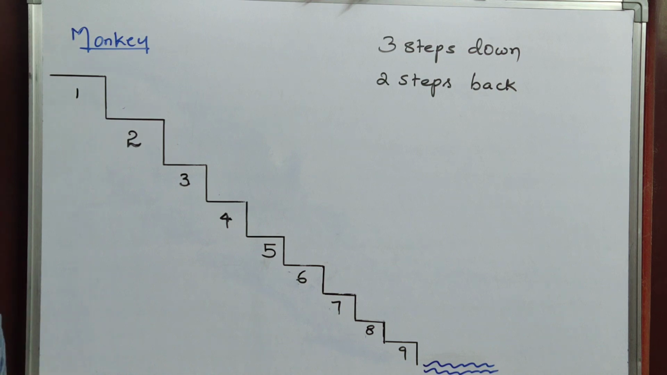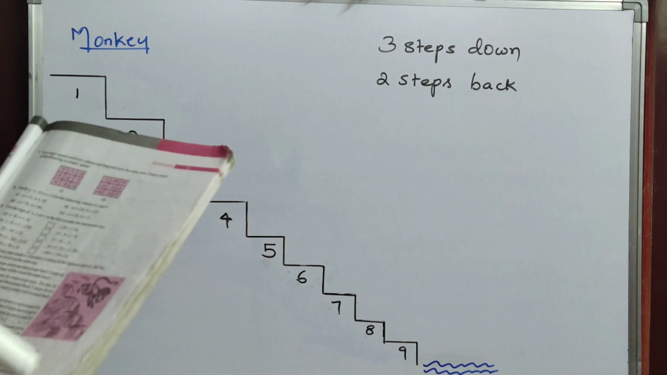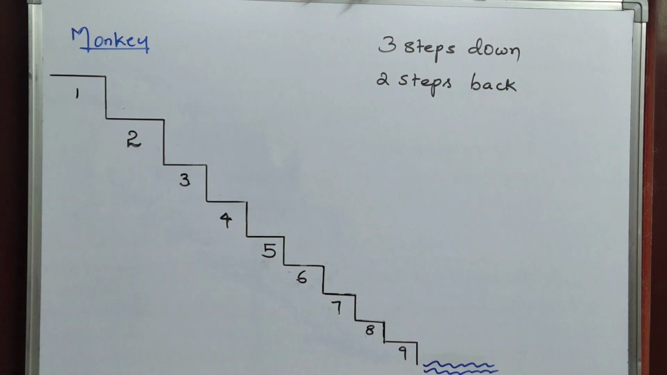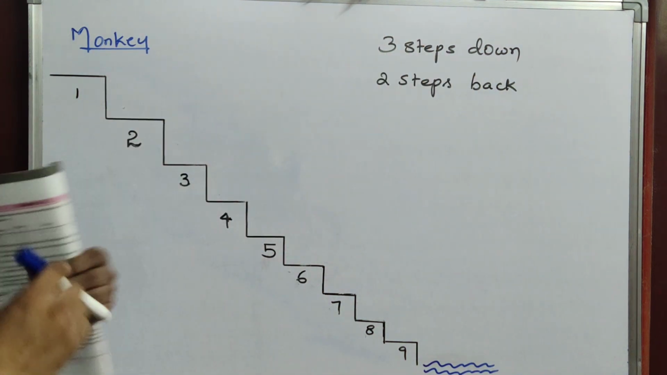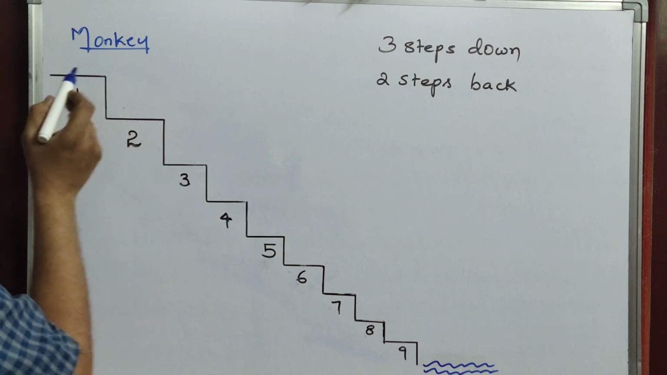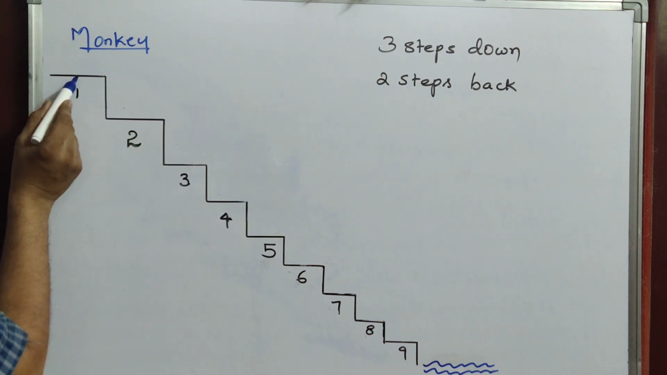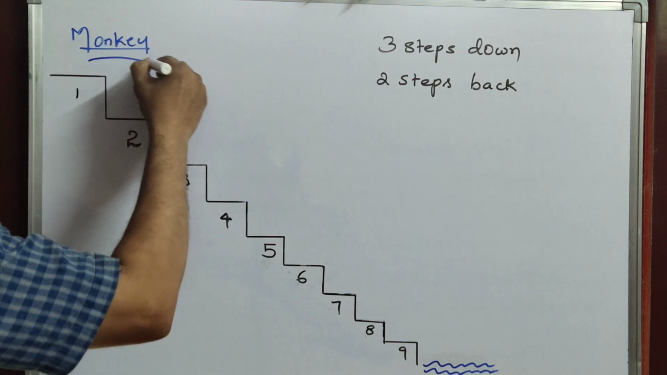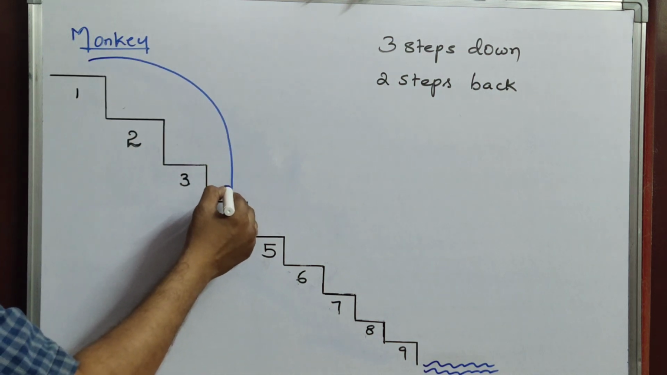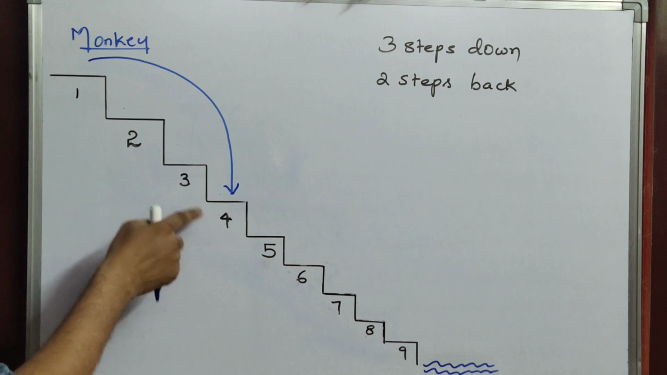Now, what is the question given very clearly? He jumps 3 steps down. He means who? The monkey. So, 3 steps down and 2 steps back. In the starting position it is at the topmost. 3 steps down means 1 plus 3, how much? 4. So the monkey came down to the 4th step.